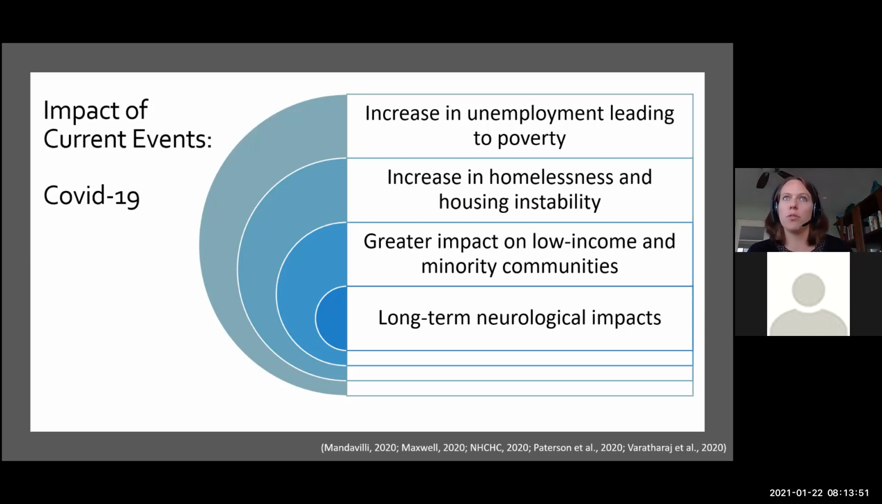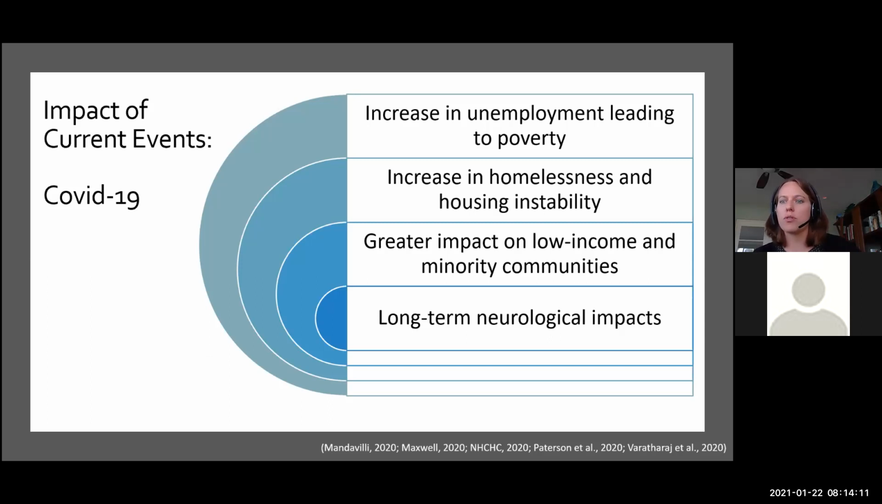So folks who are basically on the brink of losing their housing, when the moratorium ends without any sort of support, we're going to have a large wave of families and individuals moving into homelessness. We know that COVID-19 has had a much greater impact on low-income and minority communities for a number of reasons.